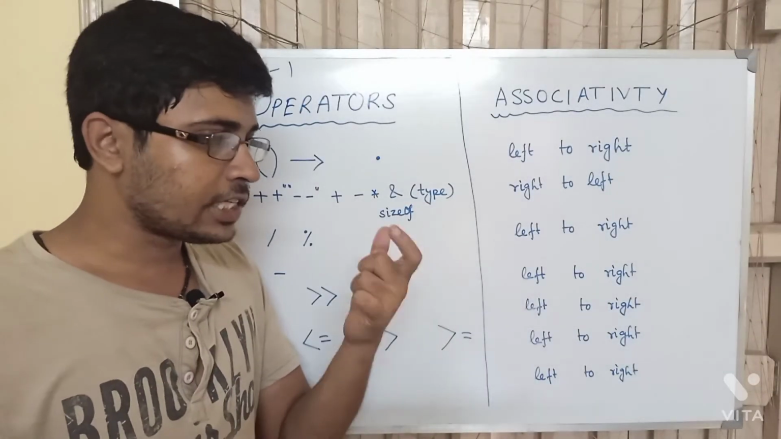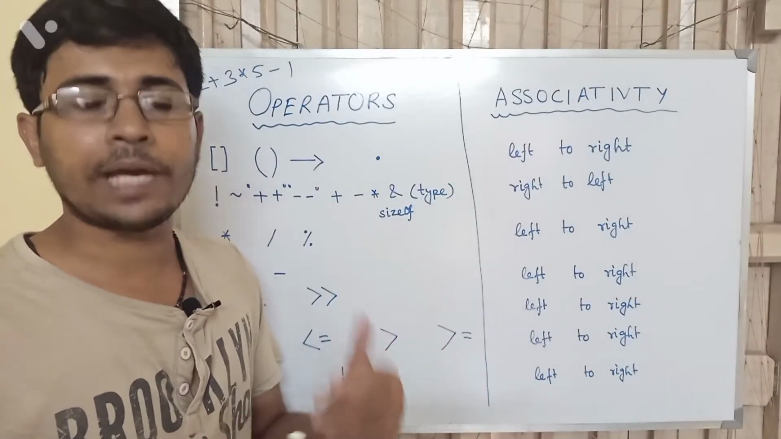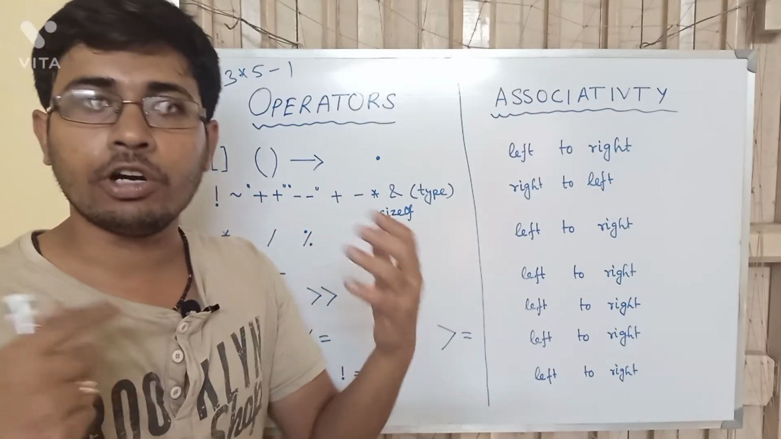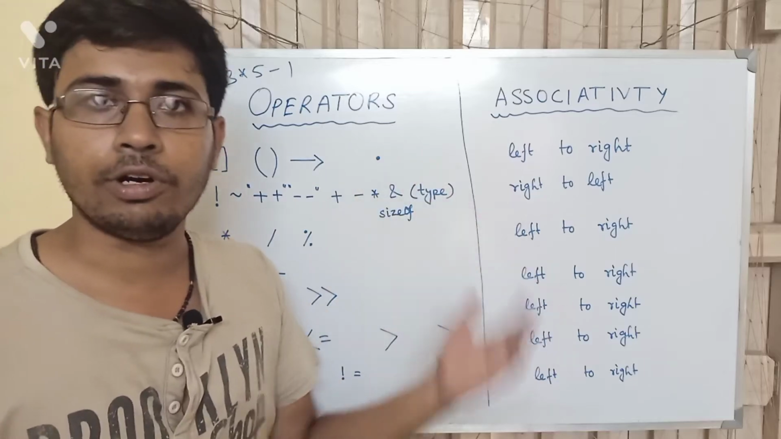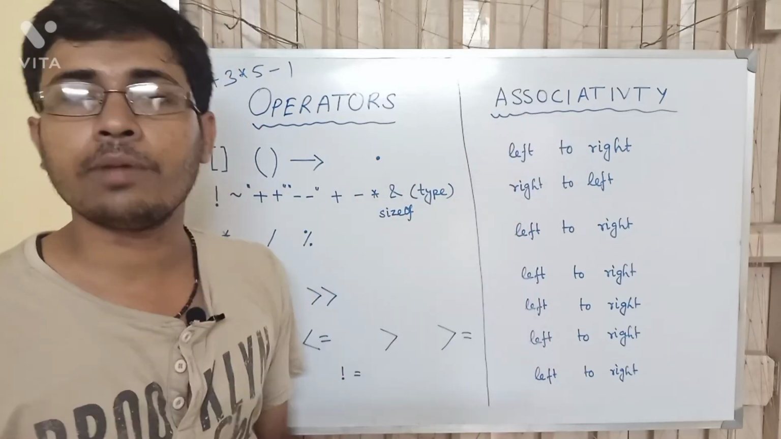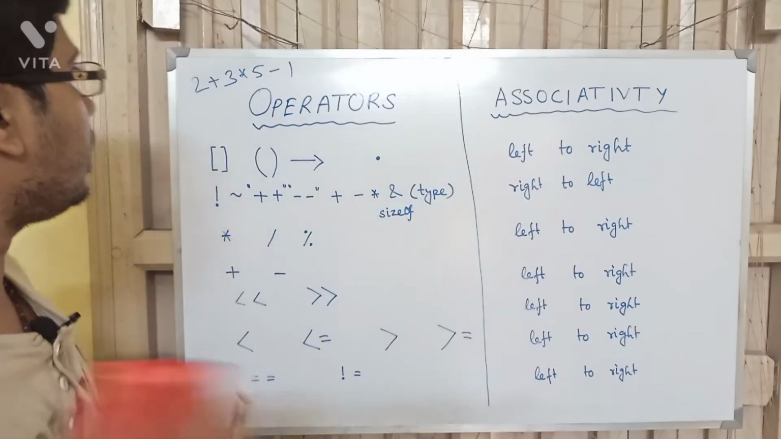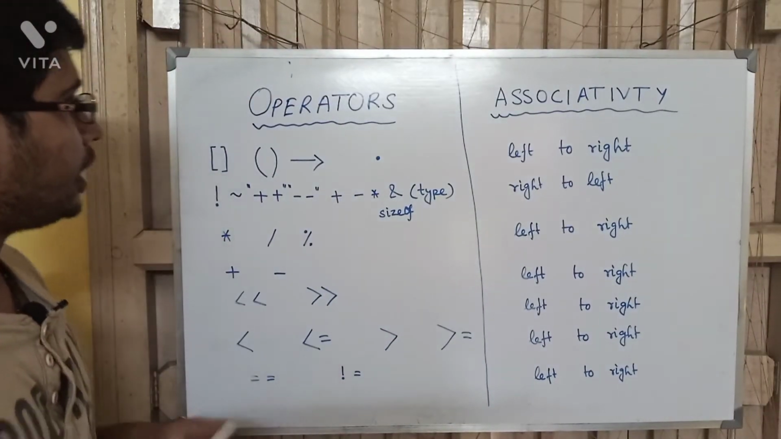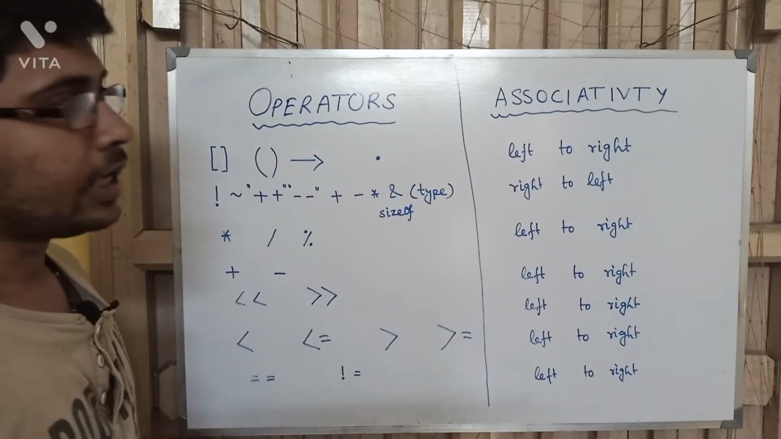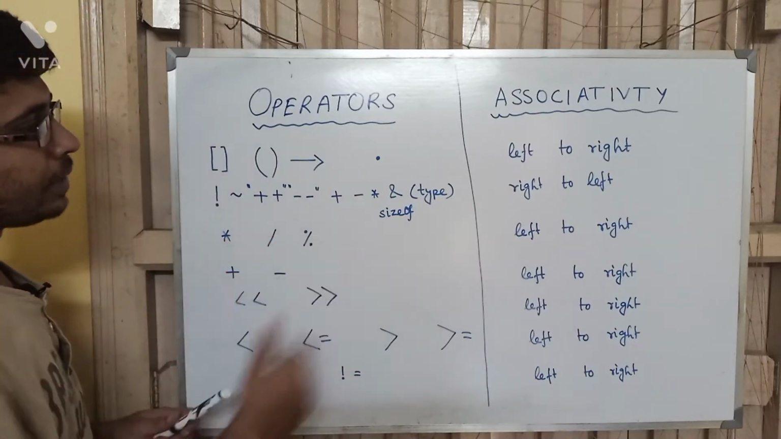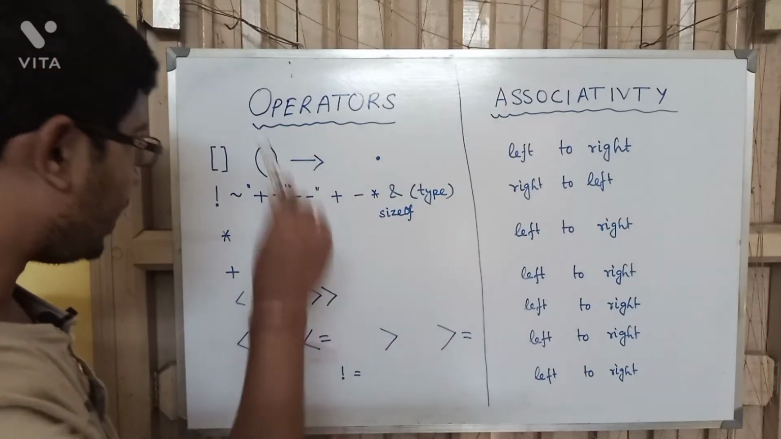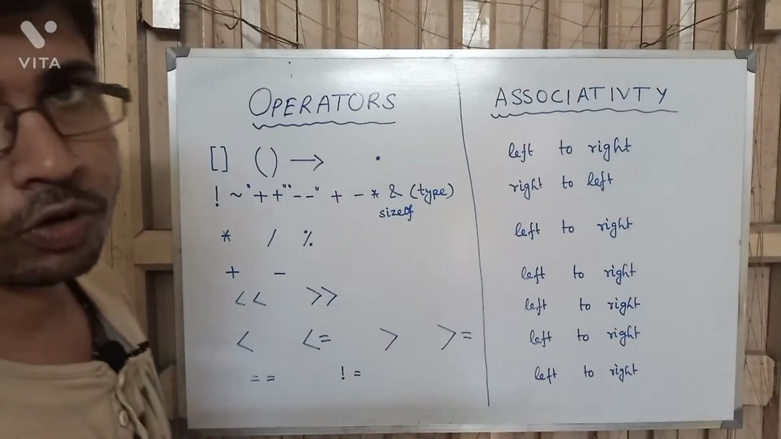If in an expression there are two operators of the same precedence, then which operator has to be evaluated first, and which after that? For that reason associativity comes into the picture. Here you can make a note of it. These are not all the operators; I will cover all the operators in this video only. Please pause the video and make a note of the operators and associativity.